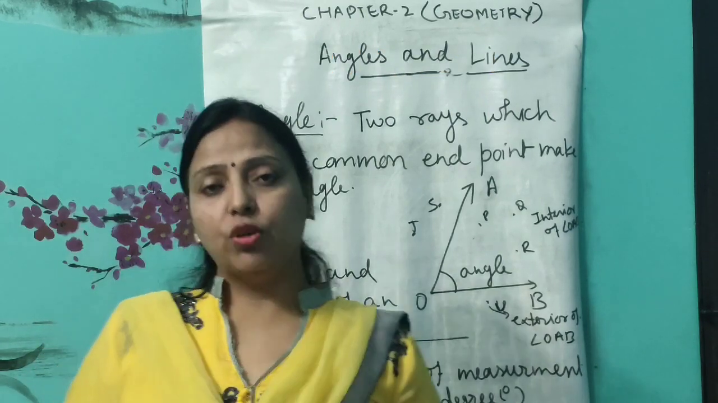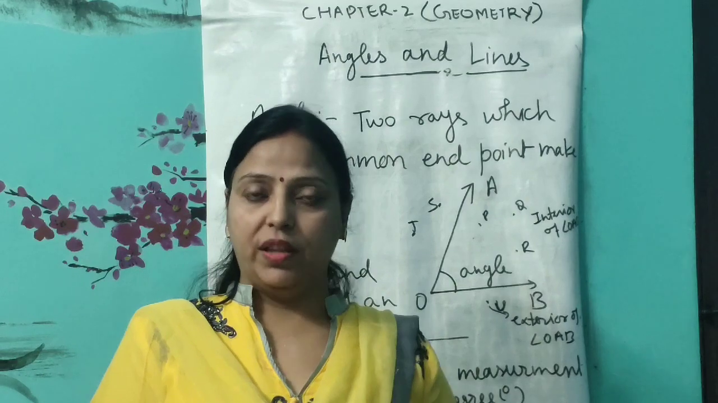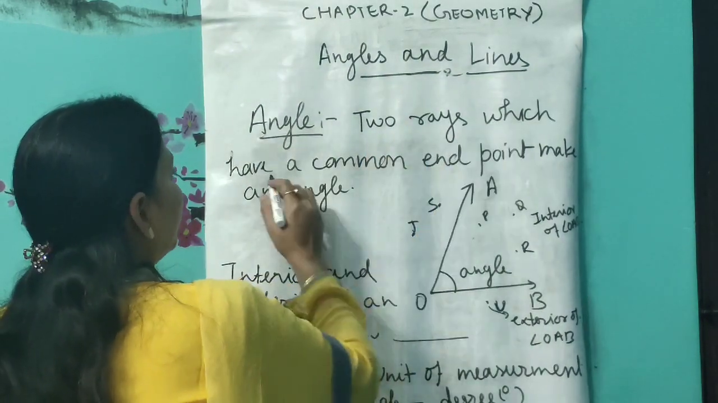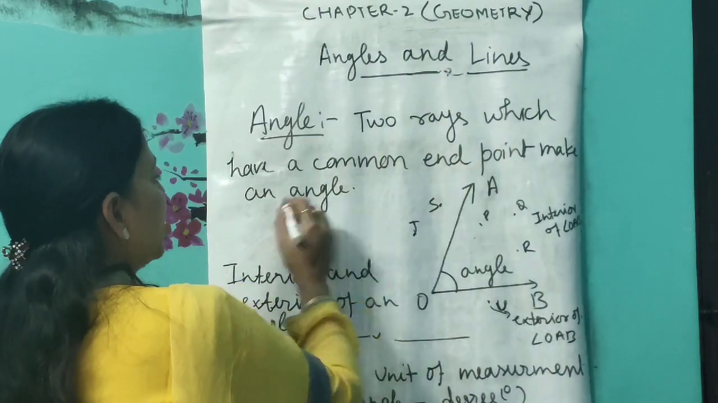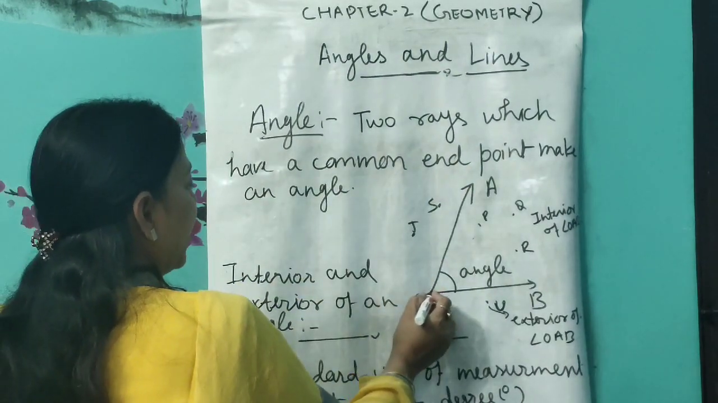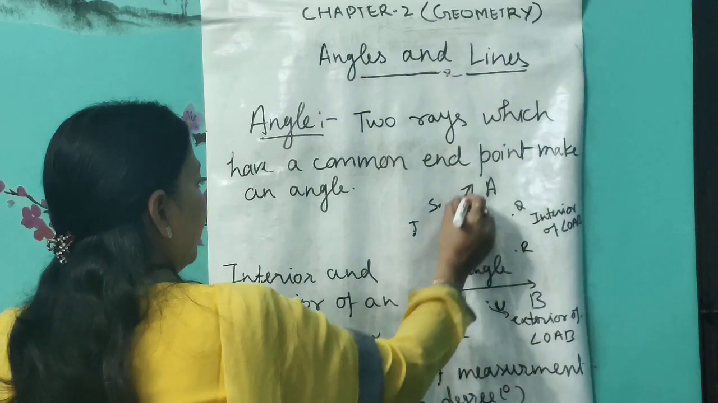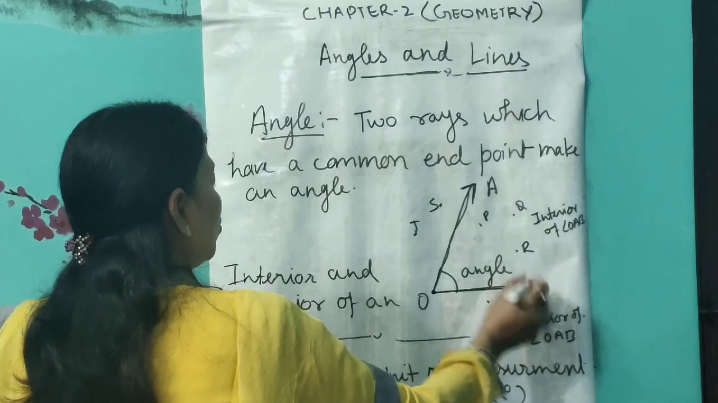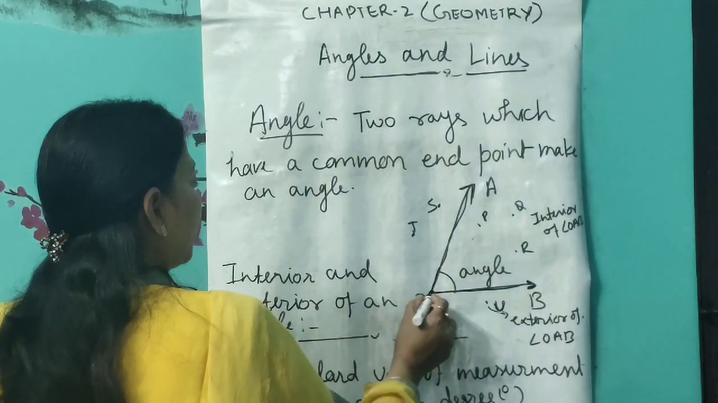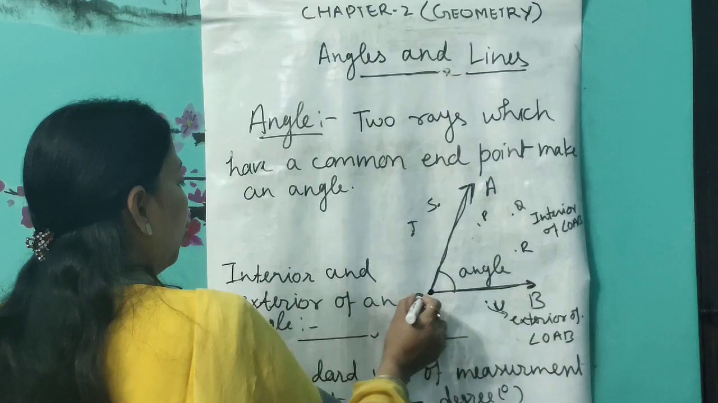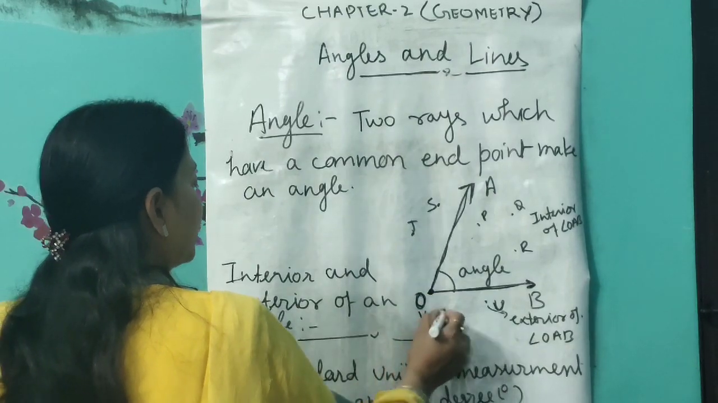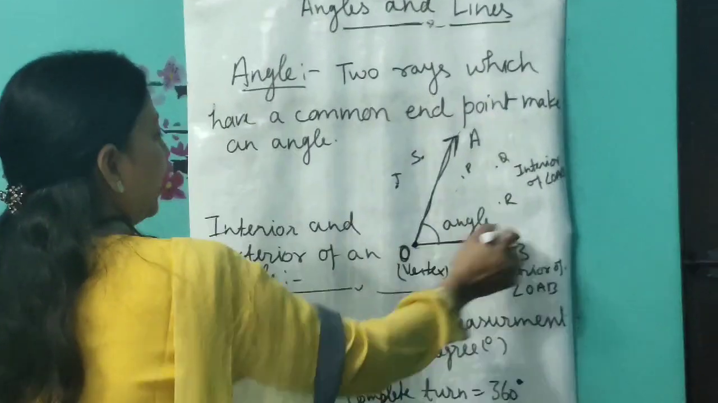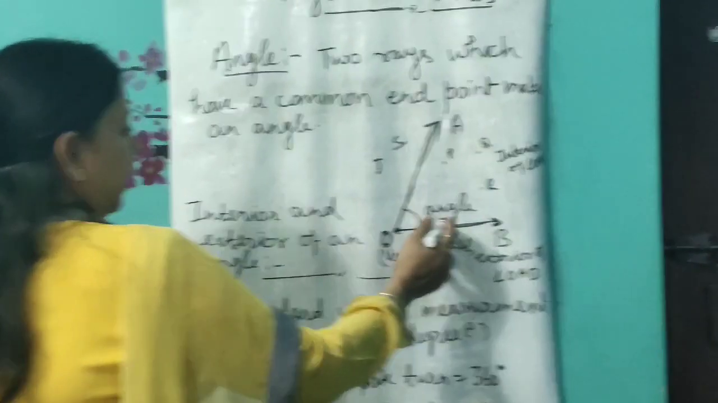So here I have written and drawn the diagram. I am going to explain with that. Angle means when two rays which have a common endpoint make an angle. You can see here in this diagram two rays, OA is one ray and the other ray is OB. When these two rays join together at a common vertex, this point O is known as the vertex. So when it is joined at a common point, the figure which you get is known as an angle.